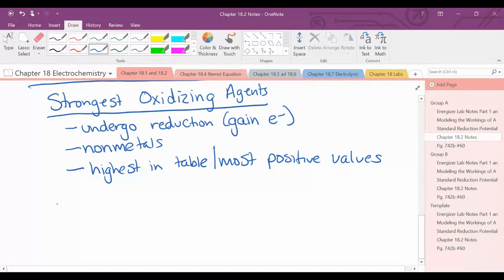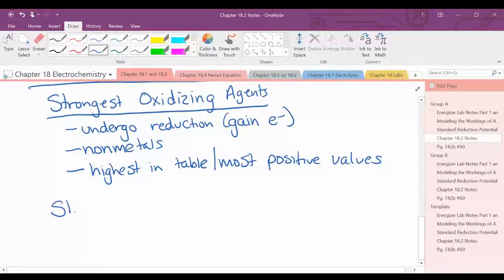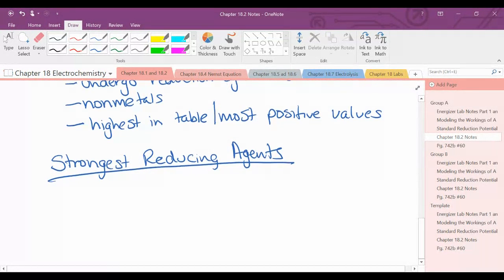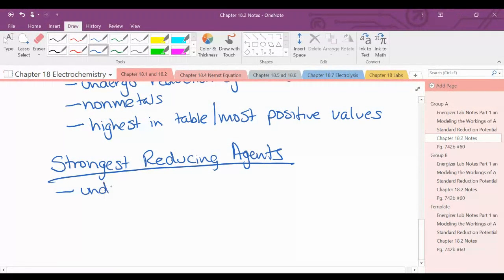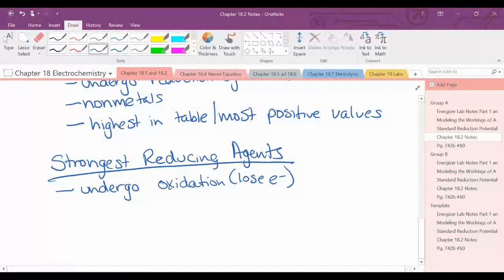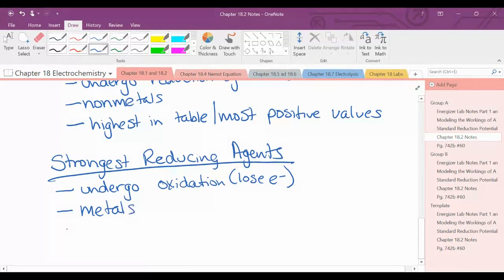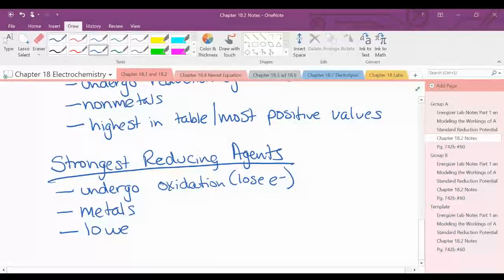The strongest reducing agents undergo oxidation, which means they lose electrons. They are metals, and they are the lowest in the table. They are the most negative.